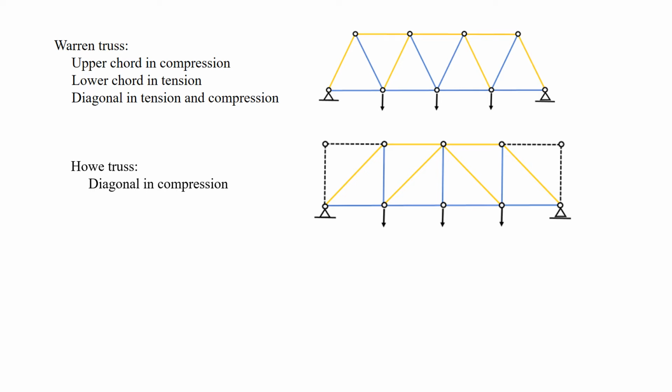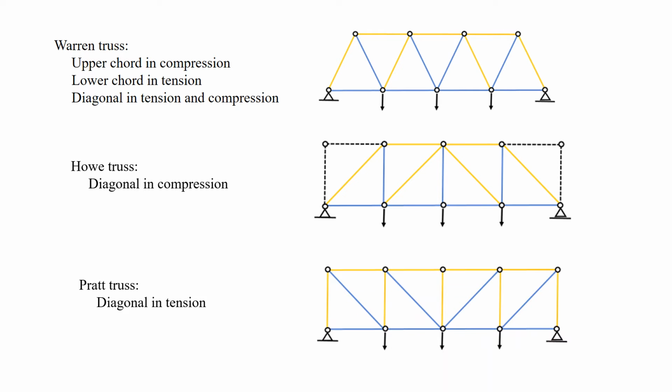Howe truss, the diagonal members are in compression, which is suitable for timber bridges. Pratt truss, the diagonal members are in tension, which is suitable for steel bridges.